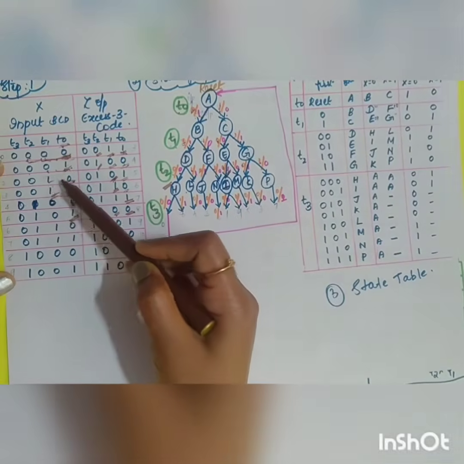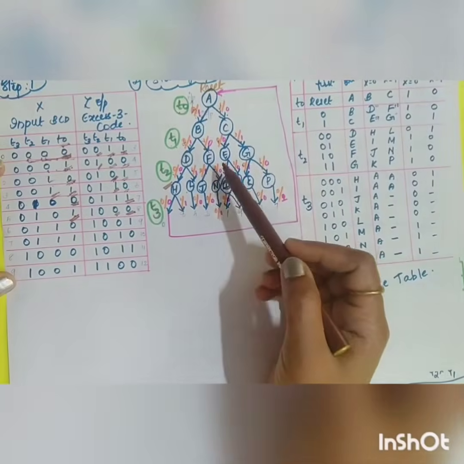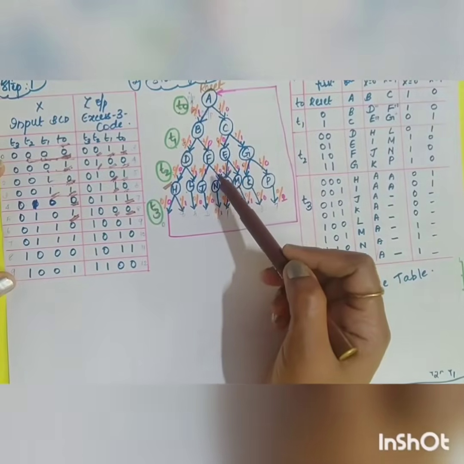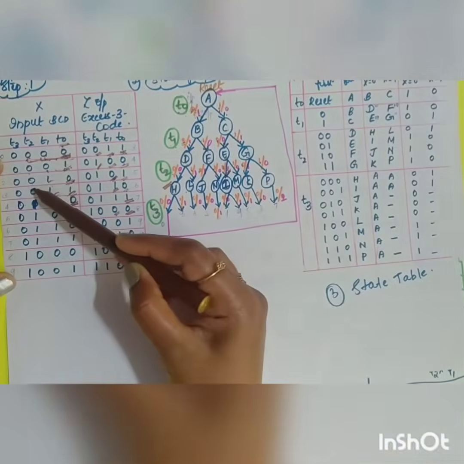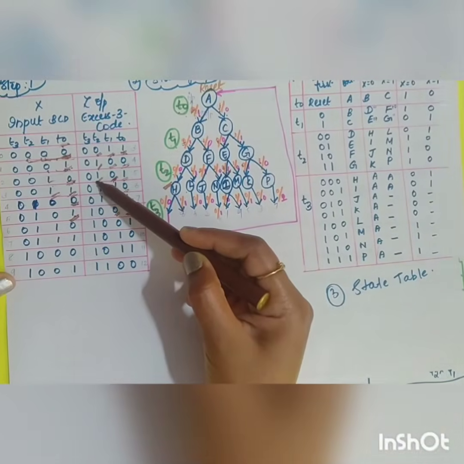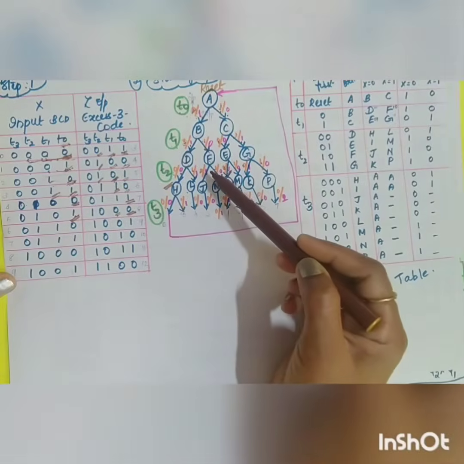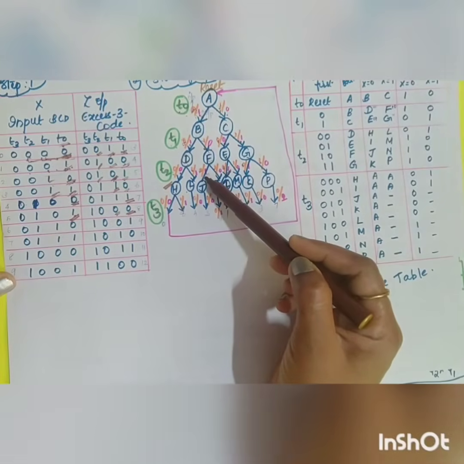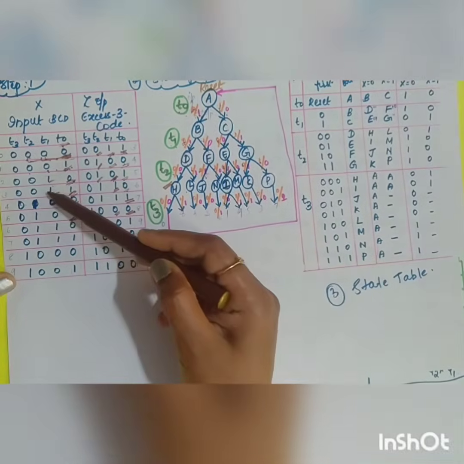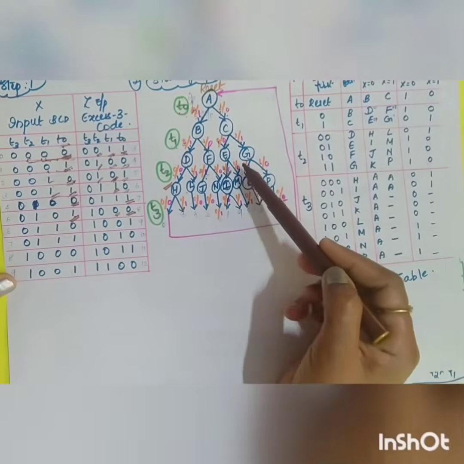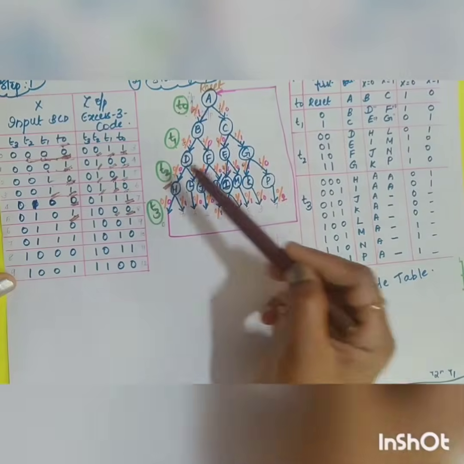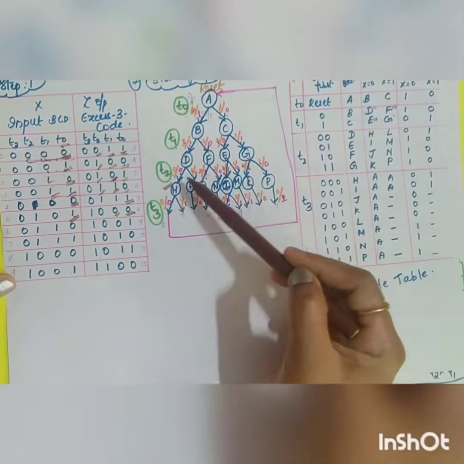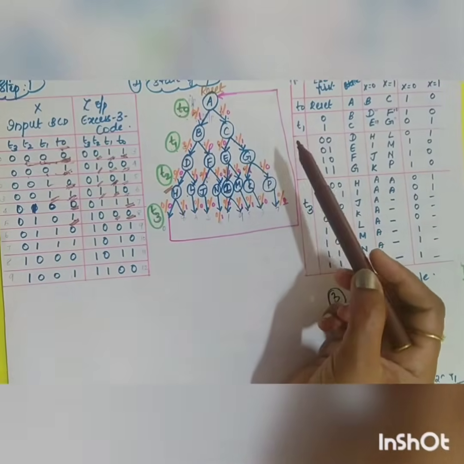Next one, 0, 1, 0. So H, I, J, right? 0, 1, 0. What is your output for 0, 1, 0? It is equal to 1. T2 is equal to 1. So your output is equal to 1. Next case, 0, 1, 1. Okay, 0, 1, 1 is your input. What is your output here? It is 1. That's why it is 1. So similarly, you have to fill everything.